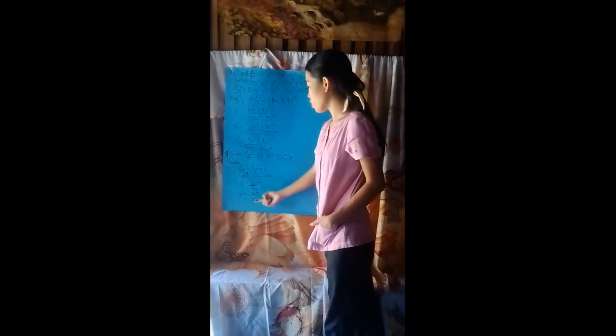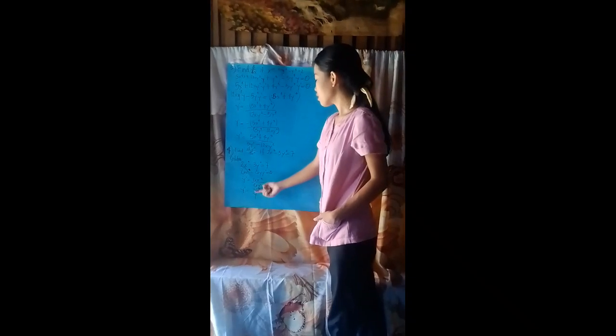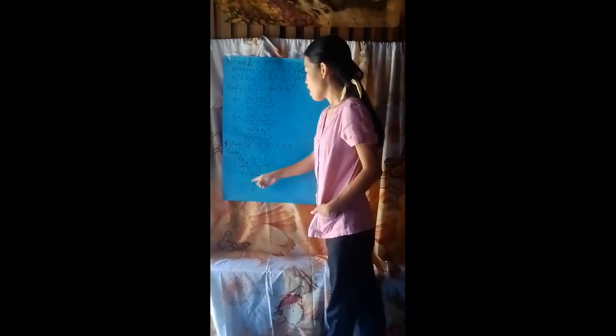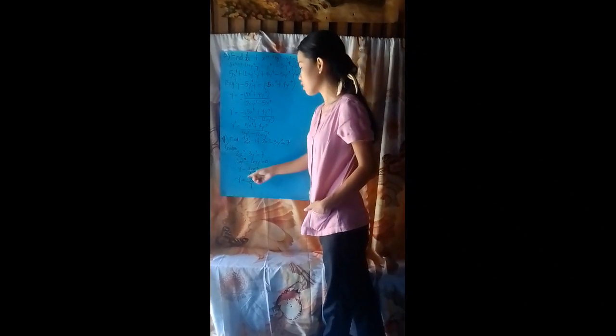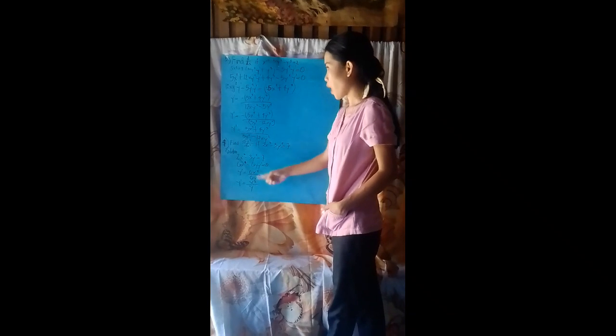Then y prime is equal to x squared over y. Cancel the constant 6. So our final answer, y prime is equal to x squared over y. So that's all.